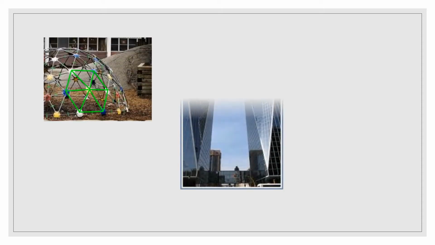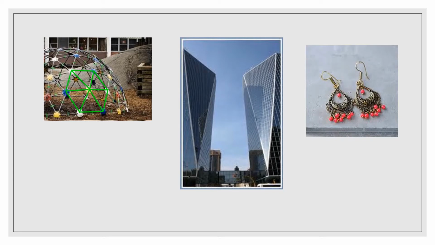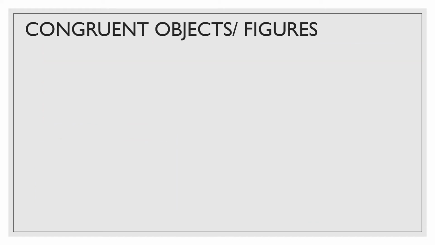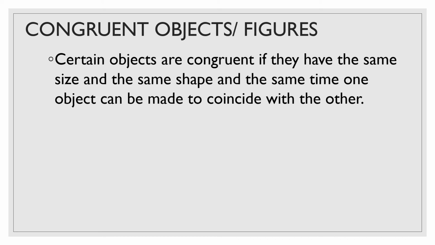We can see a lot of congruent figures around us. Let us take a look at these figures. From these given figures, how can we say that the two figures are congruent? Certain objects or figures are congruent if they have the same size and the same shape. And at the same time, one object can be made to coincide with the other.